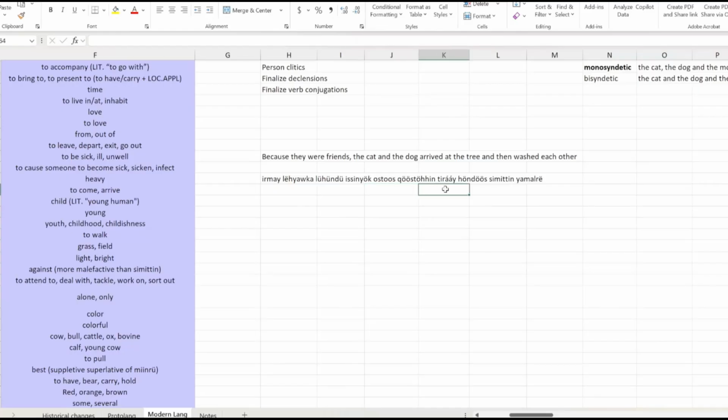Then we have the auxiliary for a plural animate subject, and then the reflexive pronoun hundus, which in this instance would actually be optional, because again, to wash is one of these unaccusative verbs, then simitin to specify that it's a reciprocal action, and then the word for to wash in the third principal part, and I only realized while I was editing this episode that I forgot to include the mediopassive prefix, so it would have to be tajamalre. So the actual sentence would be Irmai lechauka lyhynduisinjuk ostos qstöchin tirai hundus simitin tajamalre.